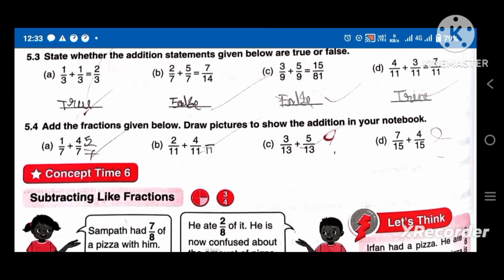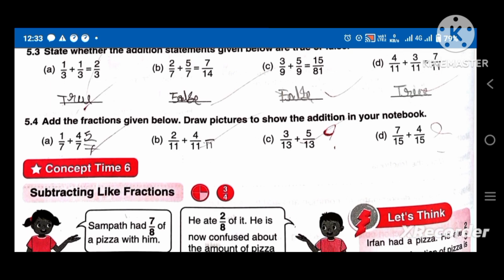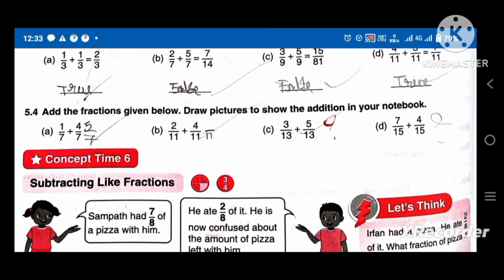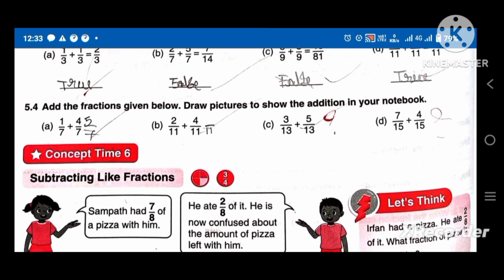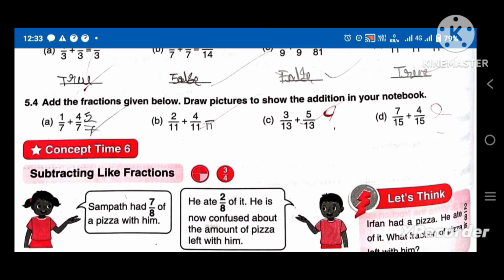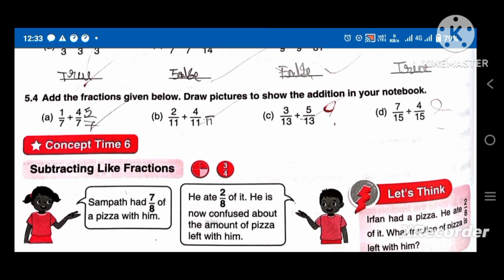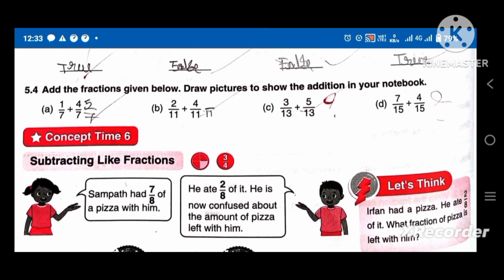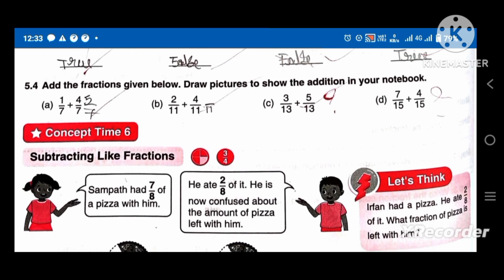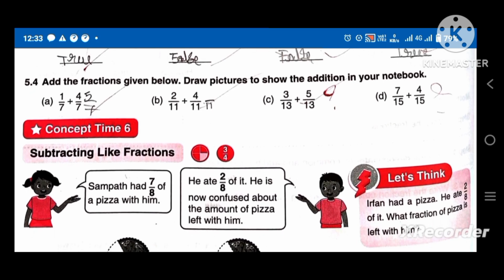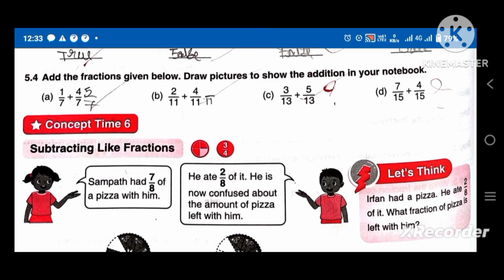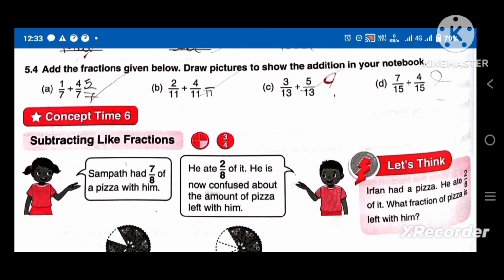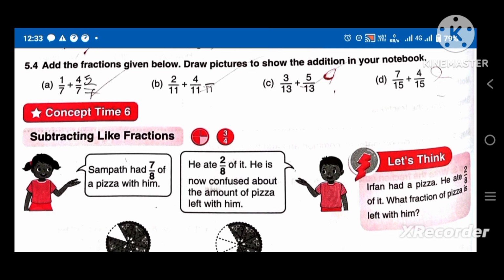5.4. Add the fractions given below. Draw pictures to show the addition in your notebook. 1 by 7 plus 4 by 7 is equal to 5 by 7. Shade the colors. You can draw the pictures like circles and make 7 parts and shade one part, and in another color shade 4 parts like that, or you can draw the boxes also.